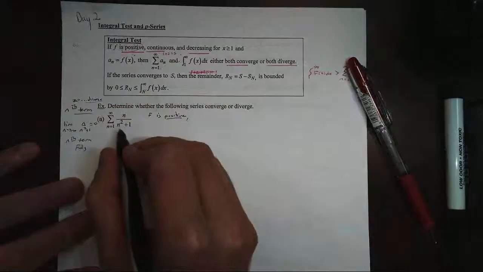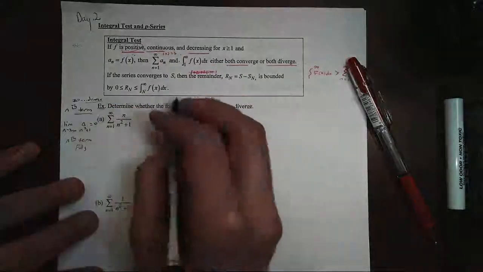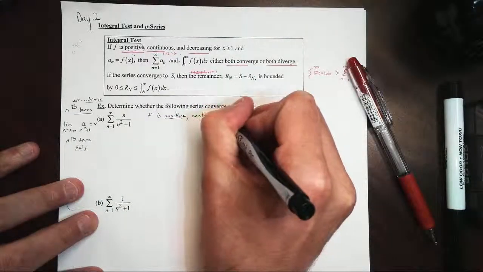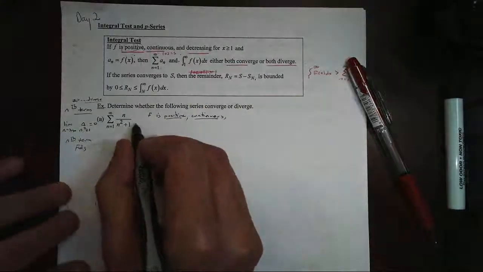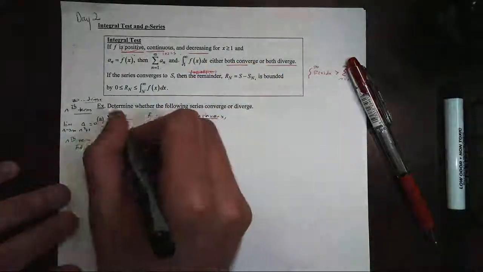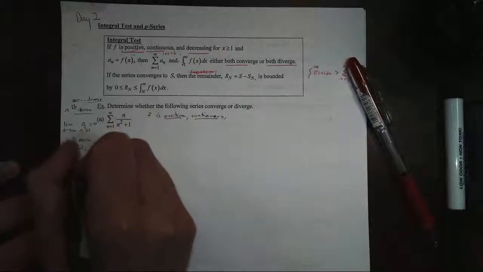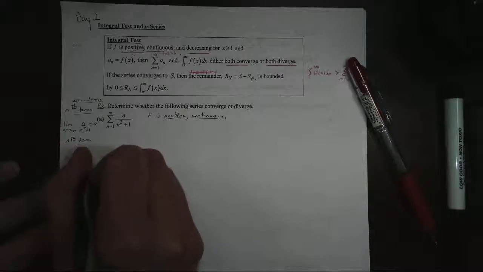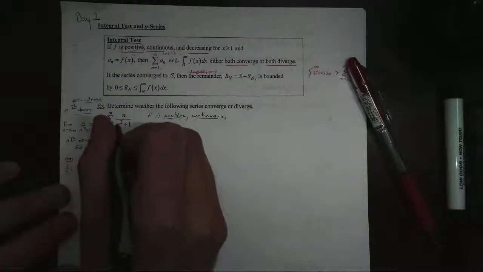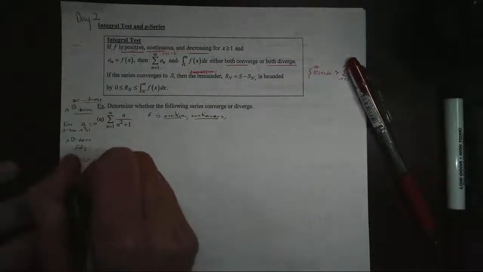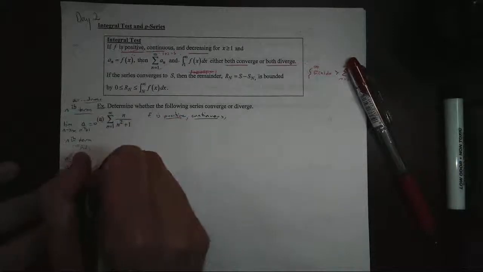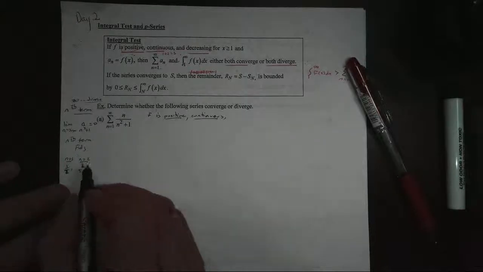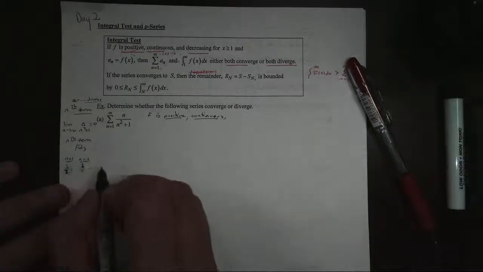Is this function continuous? Yes. We're going to take an integral. That's why it has to be continuous. Yes. There's no holes, gaps, or anything like that. Is this function decreasing? Now you can do this in your head. If I let n be 1, I get 1 over 2. If I let n be 2, this becomes 2 over 5. 1/2, 2/5, it's going to get smaller, 0.5, 0.4. It gets smaller, so it's decreasing.